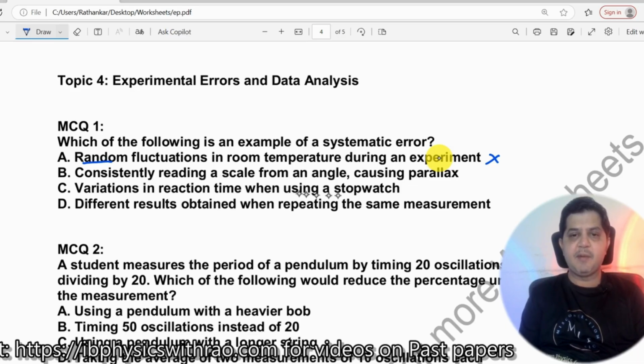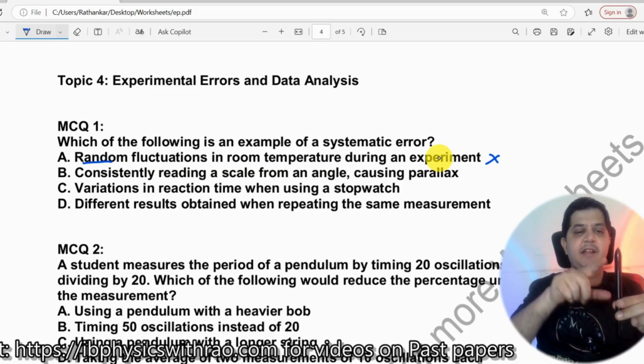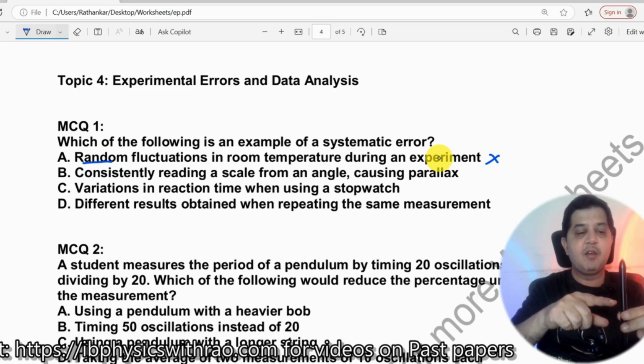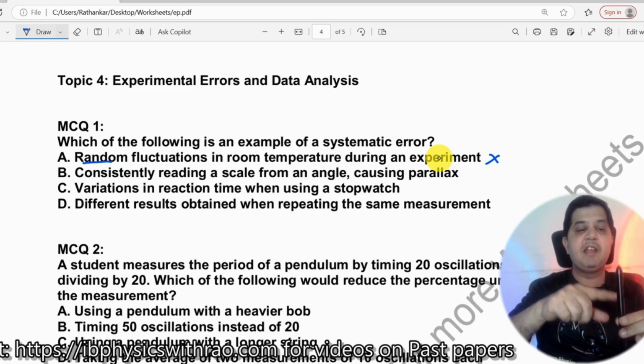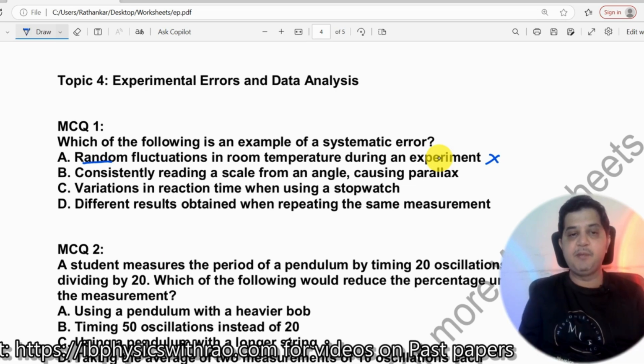Consistently reading a scale from an angle causing a parallax, right? For example, some of them might have a habit of looking at it like this. If this is the pen and I'm going to measure the length with a ruler, I can look from the top, and every time I make a mistake, the same parallax error will get counted. So B should be your right answer.